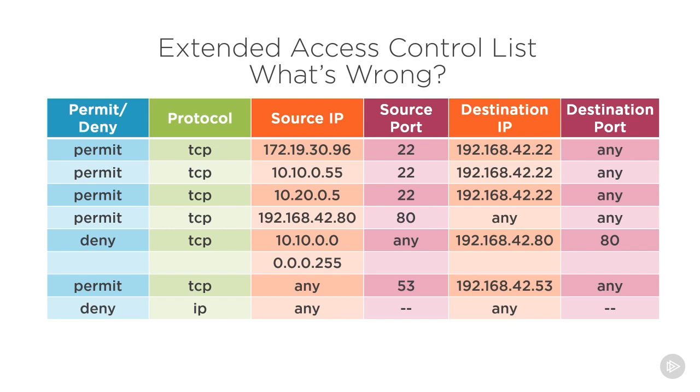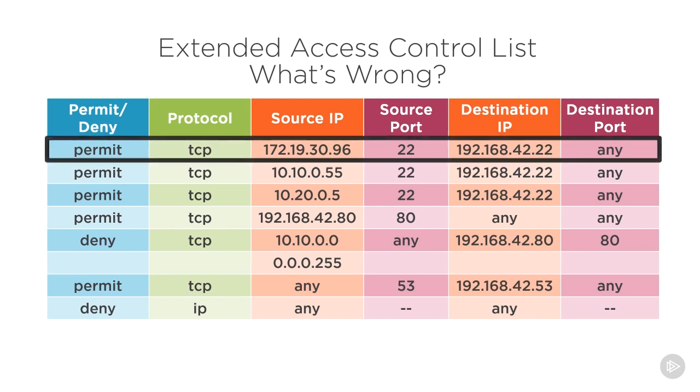So one of the requirements was that I can SSH to the server at 192.168.42.22 from 172.19.30.96, 10.10.0.55, and 10.20.0.5.